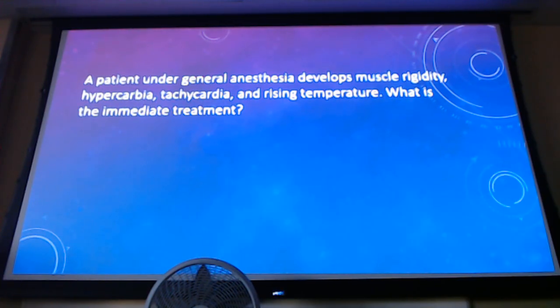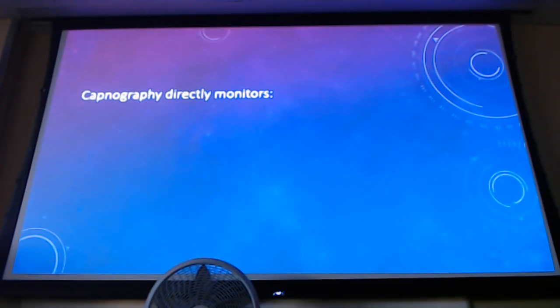Patient under general anesthesia develops muscle rigidity, hypercarbia, tachycardia, and rising temperature. What is the most immediate treatment? First of all, what is it? What am I describing? Malignant hyperthermia. What do we do? Dantrolene. What else? If they have a high temperature, is dantrolene the only thing we're going to give? Antipyretics. We're probably going to ice them, right? Put them on a cooling table, okay?